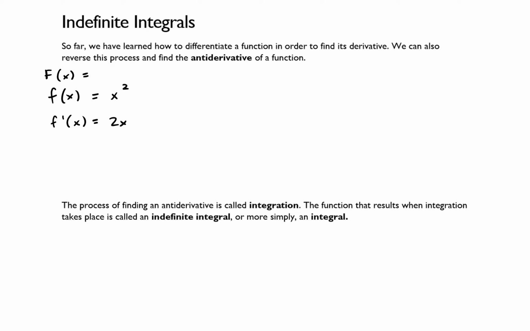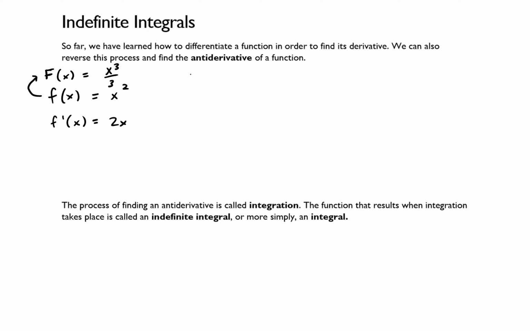But if we wanted to go in the opposite direction and find the antiderivative, instead of bringing the power down and decreasing it by 1, you'd want to do the opposite. So you would want to add 1 to the power and then divide it by that new power. So 2 plus 1 is 3. So if we did that to get the antiderivative, we would have x cubed over 3.